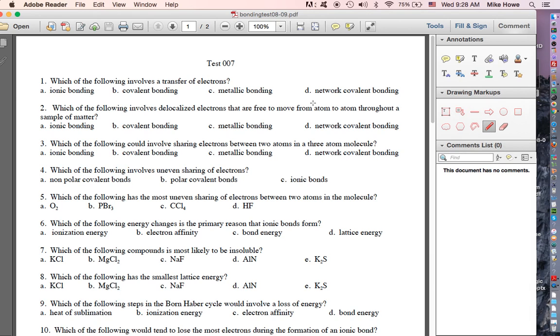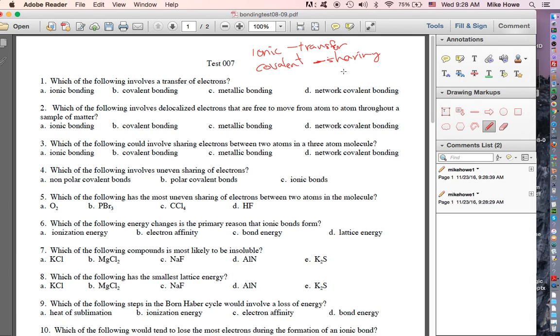we can see that a transfer is one of these bond types. So basically there were two kinds. There was ionic bonding, and there's covalent bonding. Which one involves transferring electrons? And then covalent bonding was about sharing electrons.